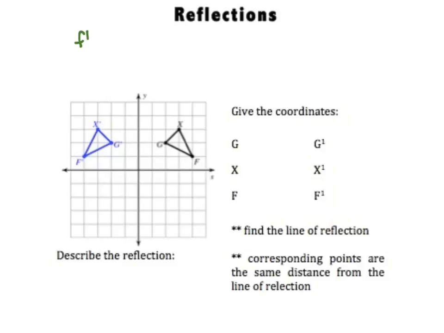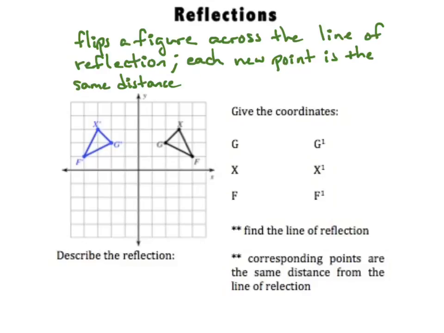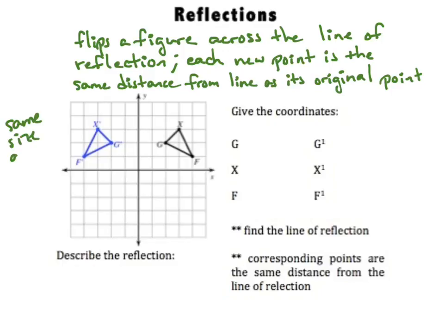All right, so today we're learning about reflections, or we're learning more about reflections. Let's review the definition of a reflection. It flips a figure across a line called the line of reflection, wherever that line is. And each new point is the same distance from the line as its original point. So however far one point is from that line, its partner point has to be the same distance on the other side of that line. And remember, these figures are going to be congruent. So you're going to have the same size and the same shape. It just is going to be flipped.